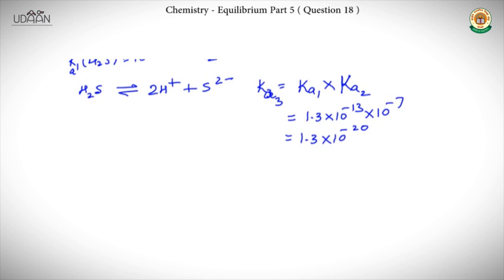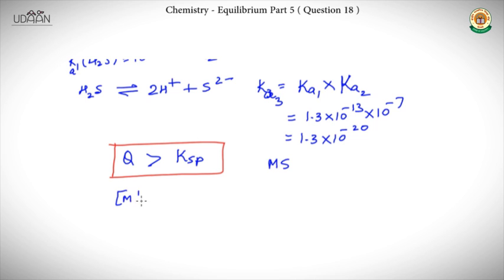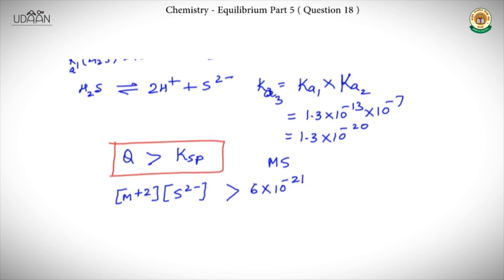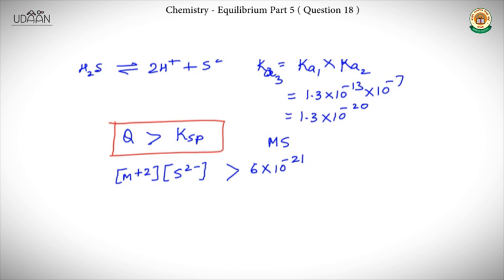Now we need to remember that a salt precipitates only when the reaction quotient is greater than the Ksp of the salt. This is extremely important. This is the catch in the question. So now the reaction quotient for the salt MS will be given by concentration of M plus 2 into concentration of S2 minus. This should be greater than Ksp, and the value of Ksp is 6 into 10 raised to the power minus 21. And since I need to find out the minimum pH, I will work with an inequality, obviously.